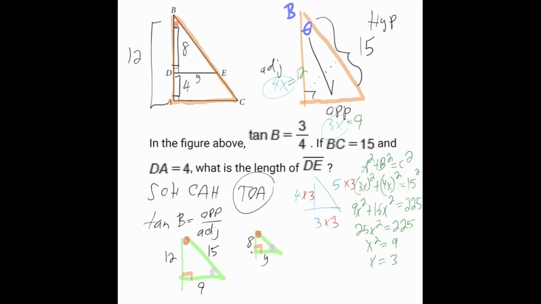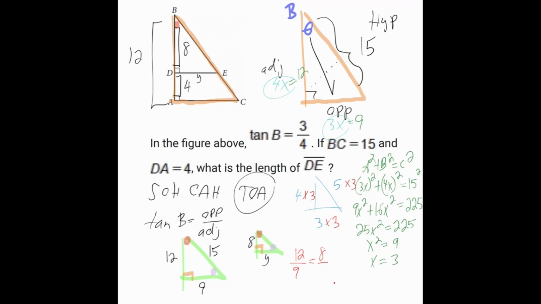We can use a proportion and say 12 over 9 equals 8 over Y. Cross multiply that. 12y equals 8 times 9, 72. Divide both sides by 12. Y equals 6. And that is the answer to our question.